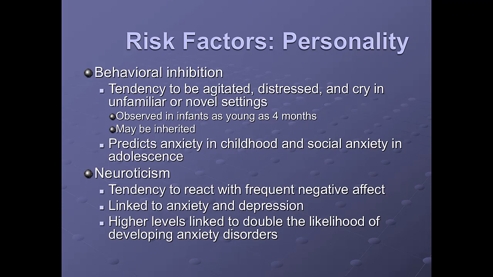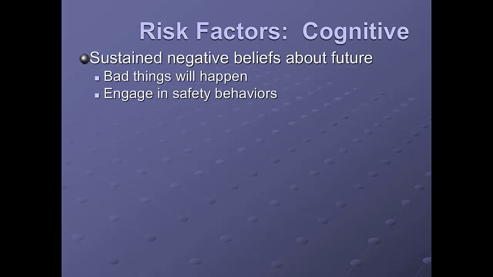There are certain cognitive risk factors that can set a person up for an anxiety disorder. Remember, when I am using that word cognitive, I am talking about the ways that we think. Generally, people that have sustained negative beliefs about the future, this entrenched belief that bad things are going to happen, have a tendency to be predisposed to developing an anxiety disorder. They engage in safety behaviors. And remember, those are the behaviors that a person will engage in order to temporarily decrease those negative thoughts, to create a temporary sense of security and mitigate those negative thoughts that they're having.